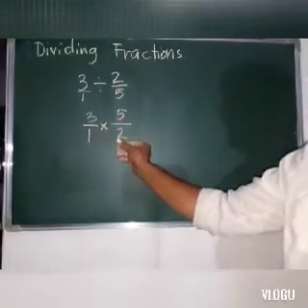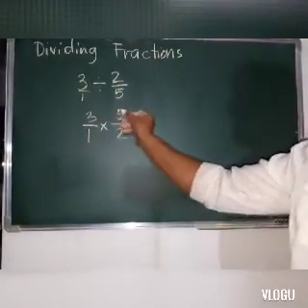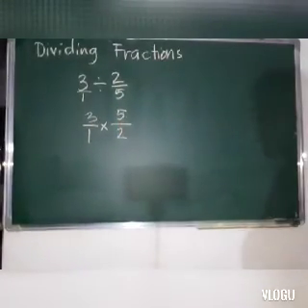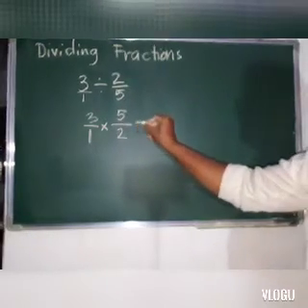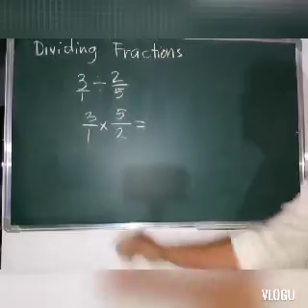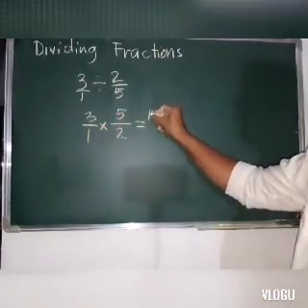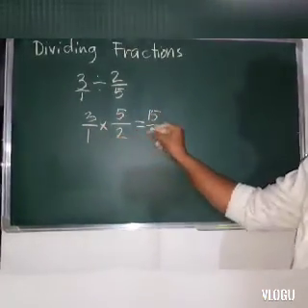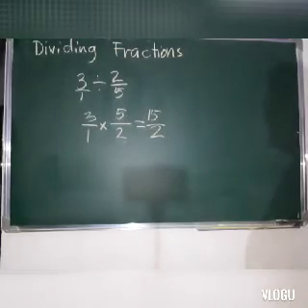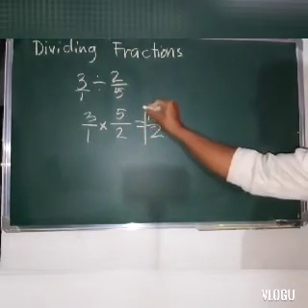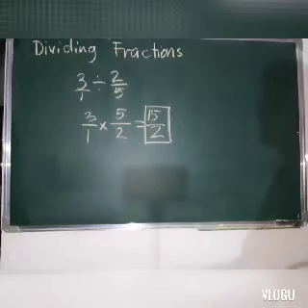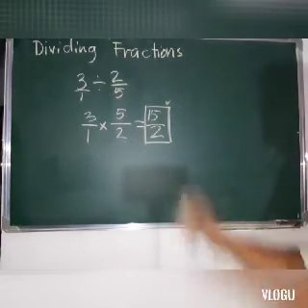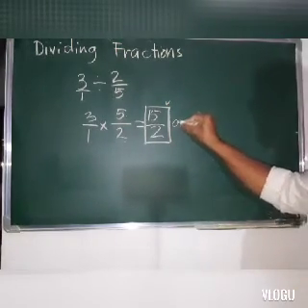So, cancel? No. Cancel? No. So, there's no number that is divisible by the numbers given. So, multiply na natin numerator to numerator. 3 times 5. And then 1 times 2, 2. Again, we need to get the mixed number. So, this is a possible answer. Pwede rin siyang mixed number.